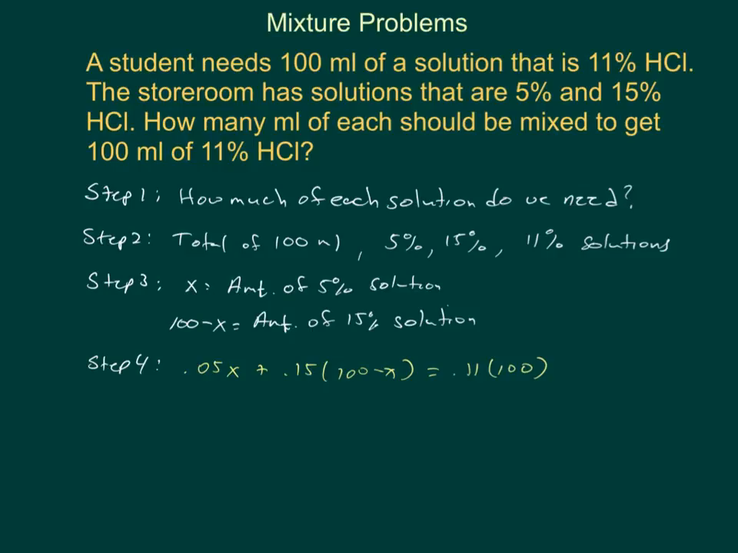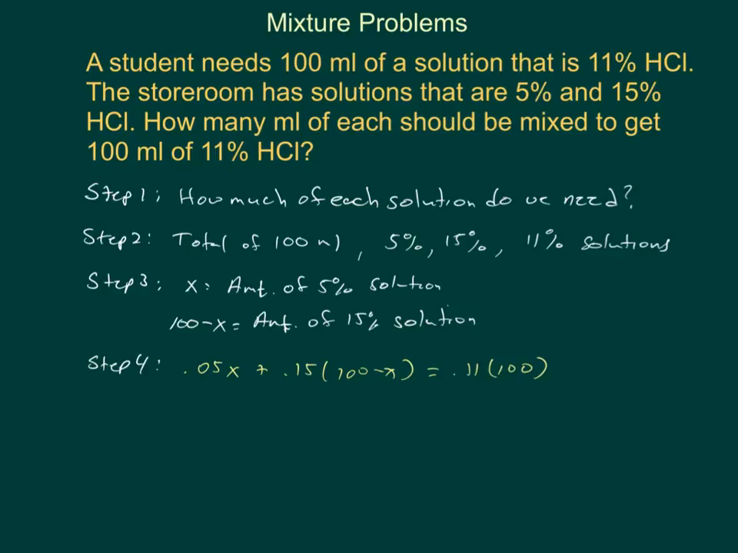To demonstrate the mathematical modeling process, we will look at a couple of different types of problems. The first type of problem is what's called a mixture problem. A student needs 100 milliliters of a solution that has 11% HCl. The storeroom has solutions that are 5% and 15% HCl. How many milliliters of each should be mixed to get 100 milliliters of 11% HCl?